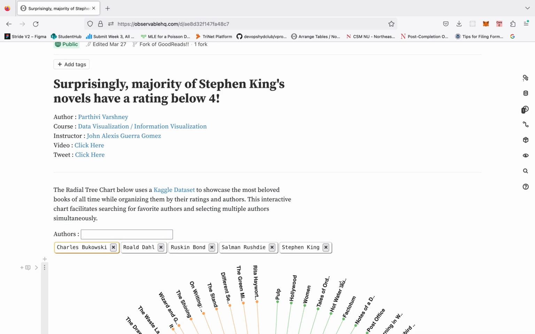Everyone, in this Observable notebook, I'll be discussing yet another way to visualize the GoodReads all-time favorite dataset. Let's take a quick look at the raw data.